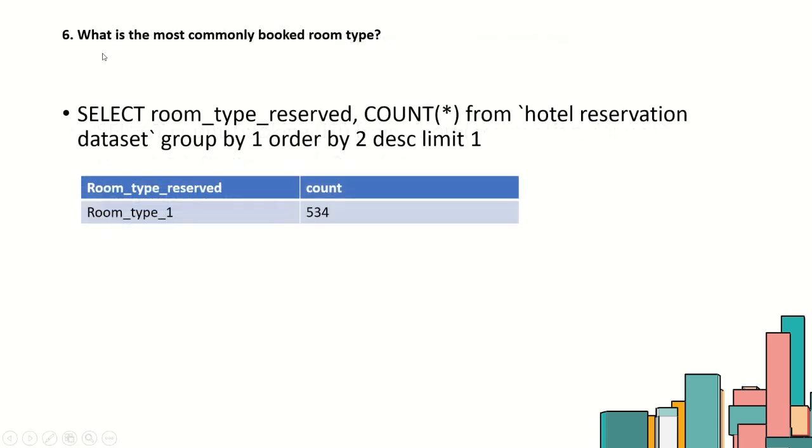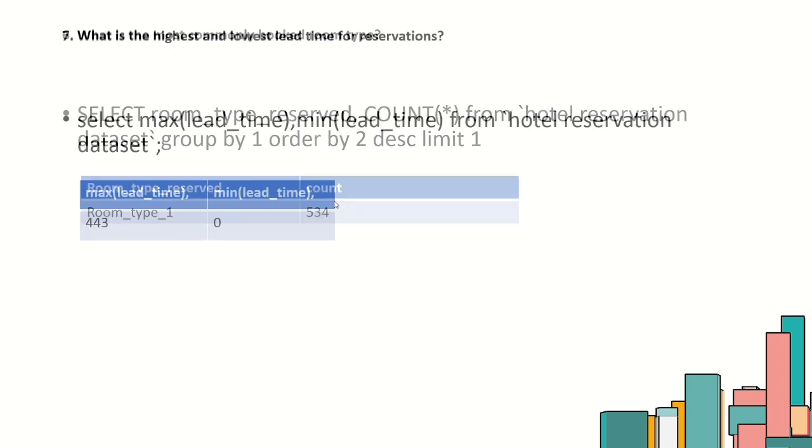What is the most commonly booked room type? So in this also what I have done is, I have used the room type reserved column and the count function from the dataset, and I have used group by, order by, and then I have limited it to 1 since I want just the most commonly booked room type, and we can see in the output that it is room type 1 with the count 534.